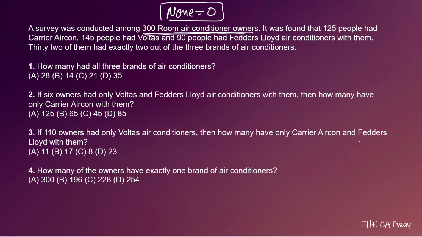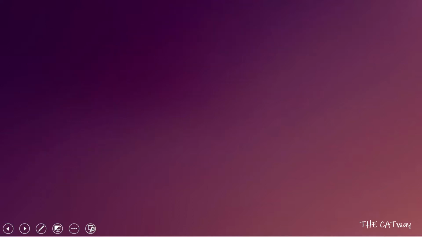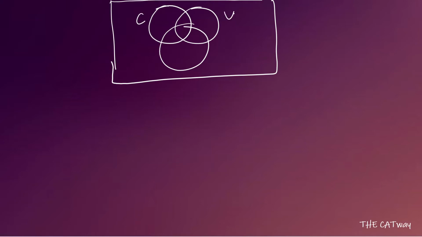It was found that 125 people had Carrier ACs, 145 have Voltas, and 90 have Lloyd air conditioners. Of them, 32 have exactly 2 out of the 3 brands of air conditioners. So first thing we will do is make our universal set. So we have Carrier, Voltas, and Lloyd.